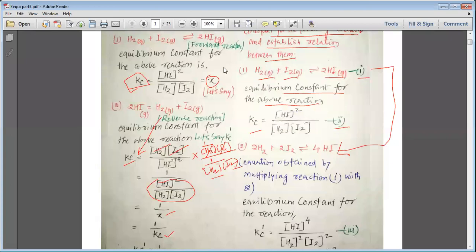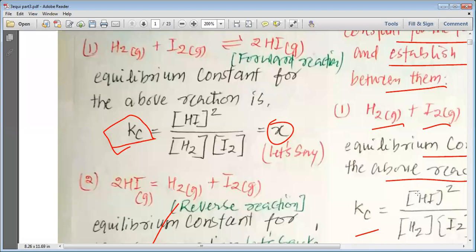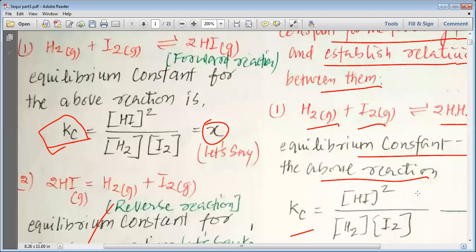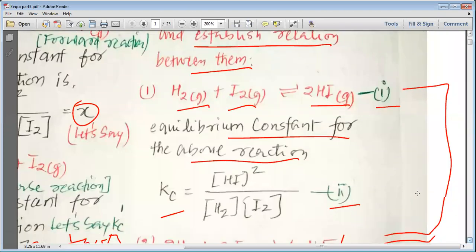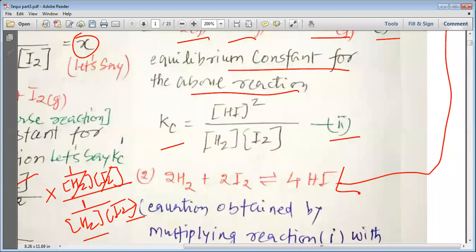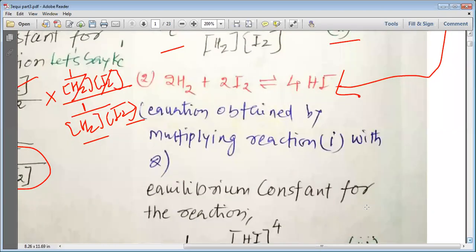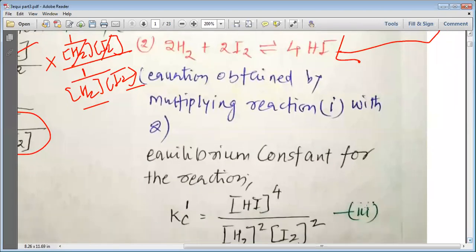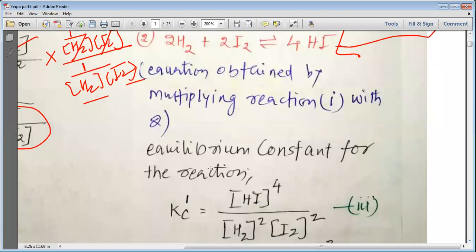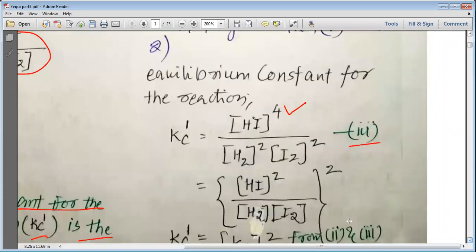Now for this reaction which we obtain after multiplication, we can easily write the equilibrium constant. So the equilibrium constant for this newly found reaction, which we multiplied with 2, we can write Kc dash is equal to HI to the power 4 divided by H2 to the power 2 and I2 to the power 2. This is your third equation.